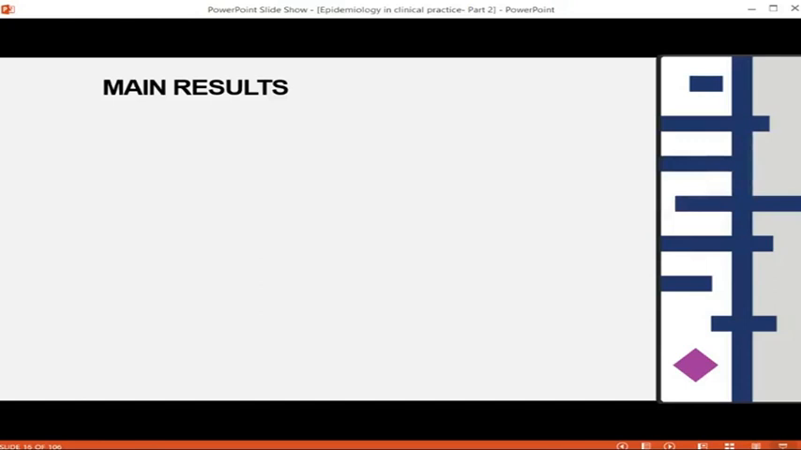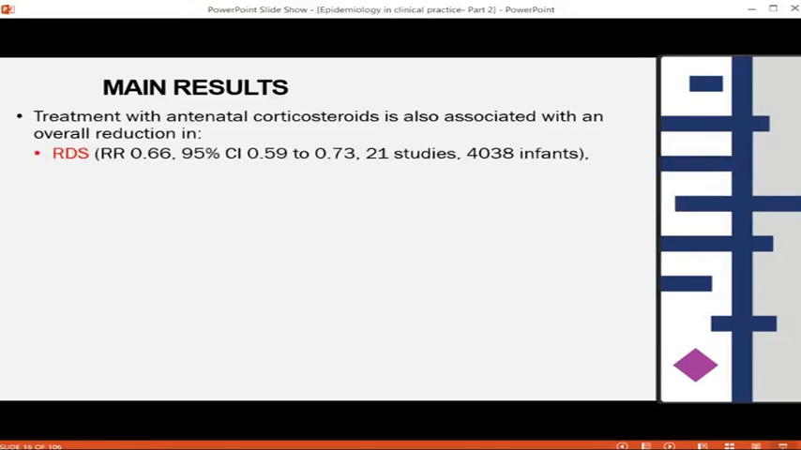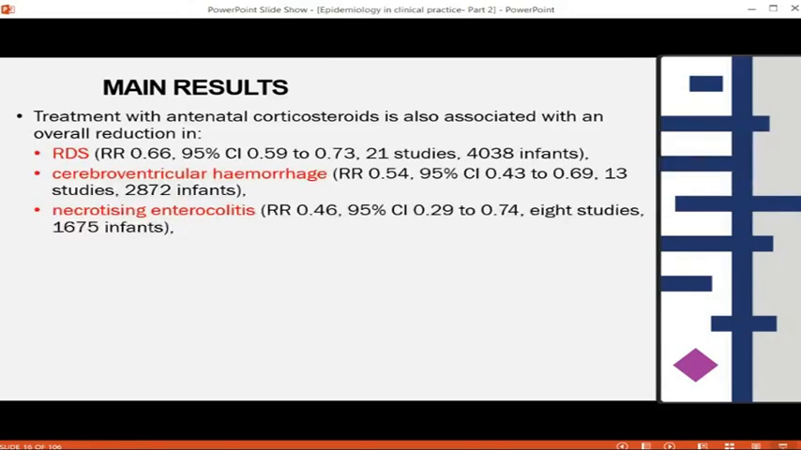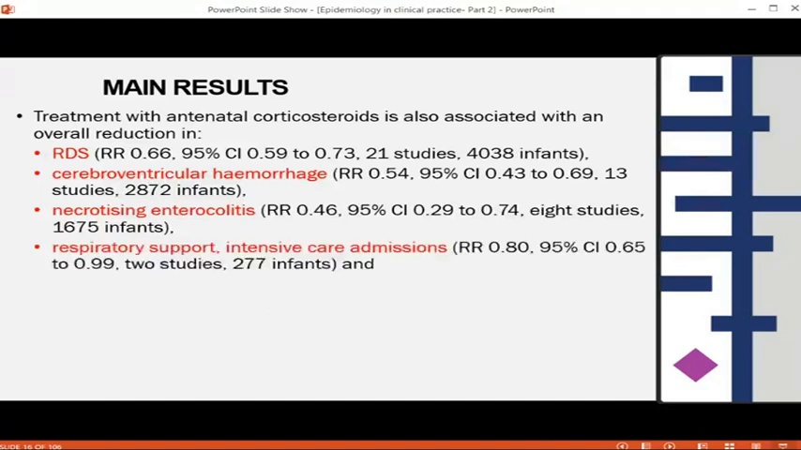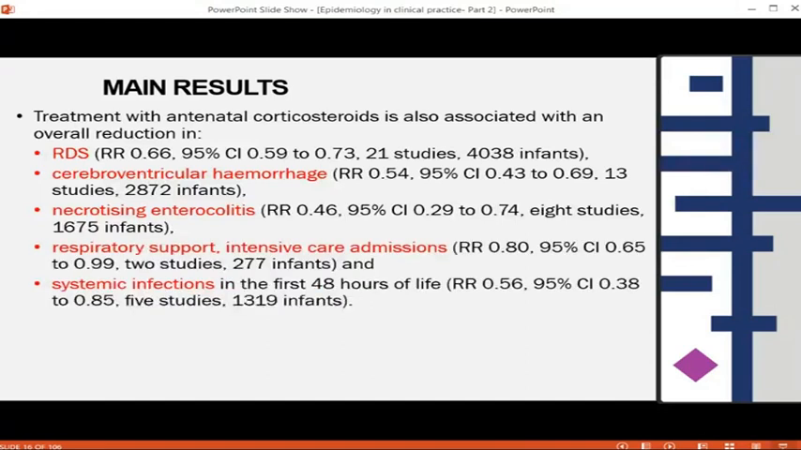Now, this systematic review also gave us many more results about RDS, about cerebroventricular hemorrhage, about necrotizing enterocolitis, about respiratory support, intensive care admissions, systemic infections. So what happens is that one trial will have a few outcomes. When you do a systematic review and you have many trials, many of them have other outcomes. And therefore, you now have a whole body of evidence of this comparison with a whole lot of outcomes that a single trial may not be able to study.